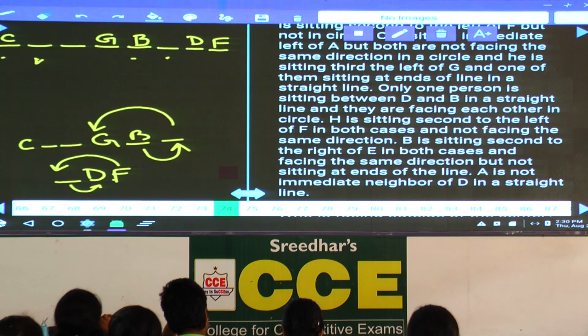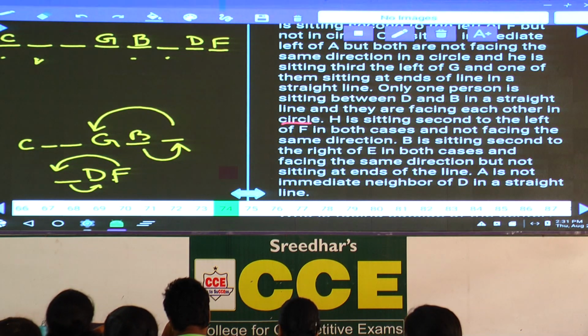Then next one. And only one person is sitting between D and B in a straight line, and they are facing each other in a circle. Facing each other in a circle means now D and B are facing each other in a circle, facing towards the center, isn't it? Does anyone still have a doubt? D and B are facing each other.